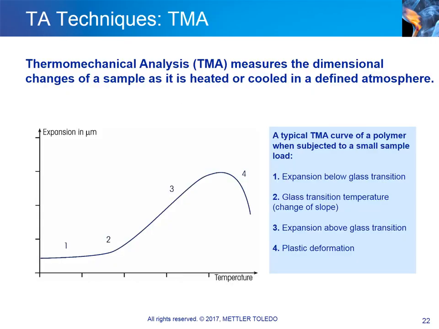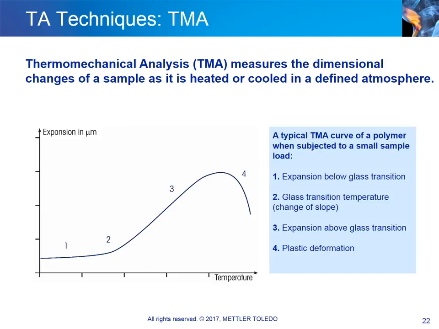We now move on to thermomechanical analysis, or TMA. This technique measures the dimensional changes of a sample as it is heated or cooled. The schematic curve on the left shows the result from a typical TMA measurement on a sample mounted in compression with a small applied load. The effects are numbered next to the curve and explained in the table.